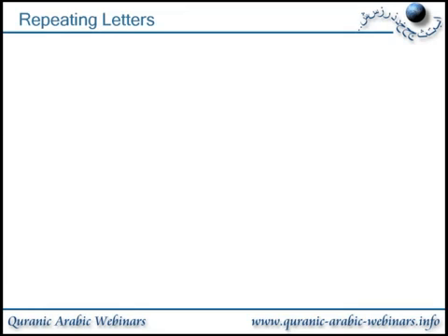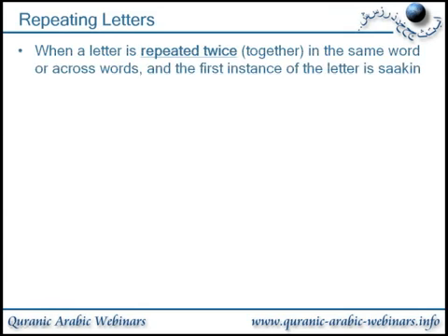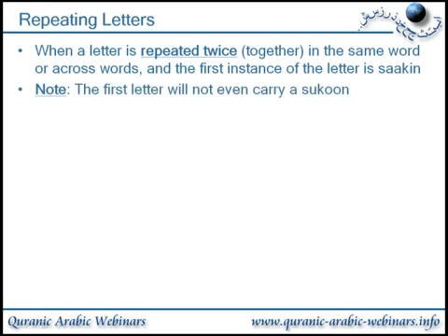So the first one, the repeating letters. The rule again: when a letter is repeated twice and the letters are together either in the same word or across words, i.e. they're adjacent, and the first instance of the letter, i.e. the first occurrence of that letter out of the two, is sakin. Now, a note: in the Uthmani script, the first letter will not even carry a sukun, and seeing that letter without a sukun is an indication that it will not be read.